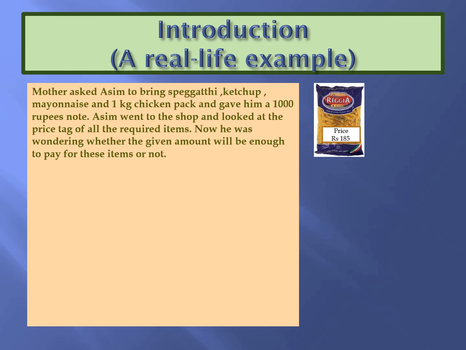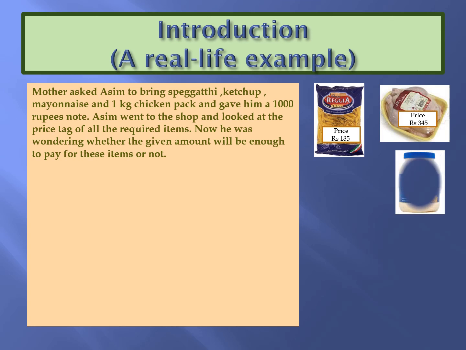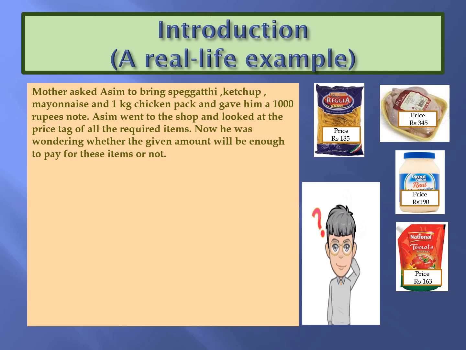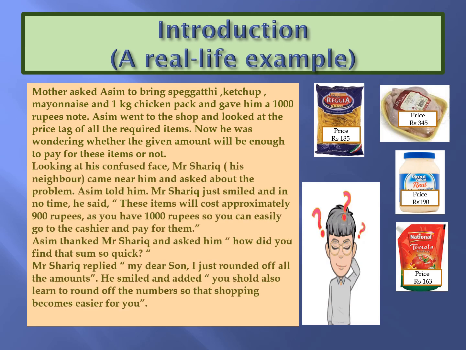The spaghetti cost rupees 185. The price of chicken was 345. The mayonnaise cost rupees 190. And the ketchup cost rupees 163. Asim was standing there confused whether he will get embarrassed or can buy the stuff.